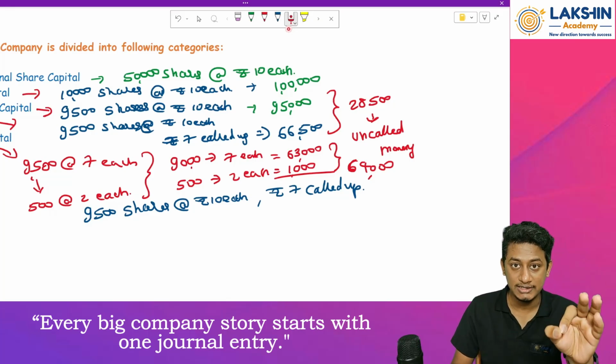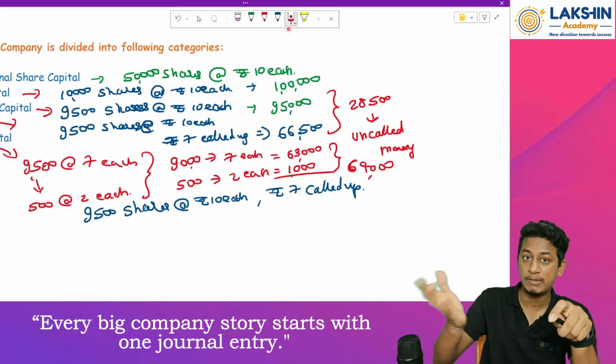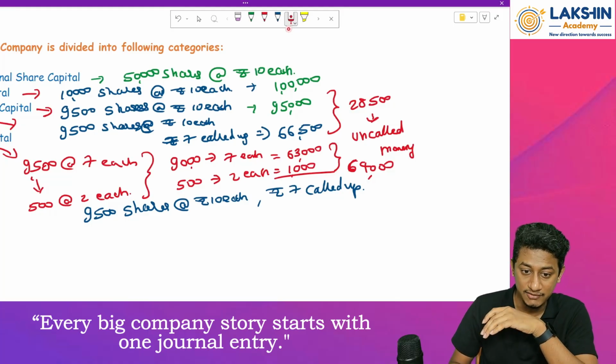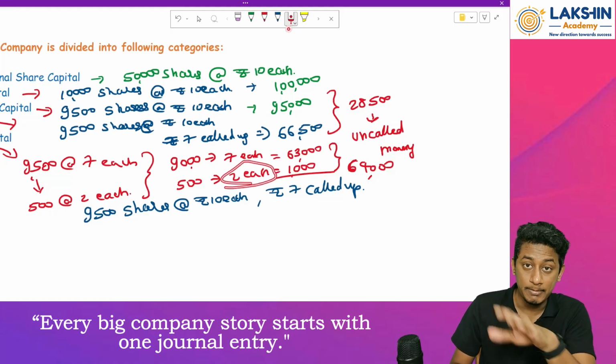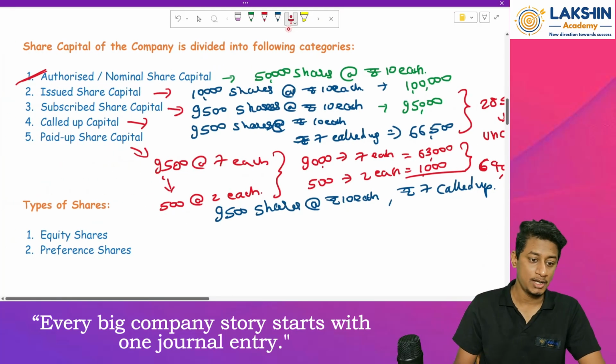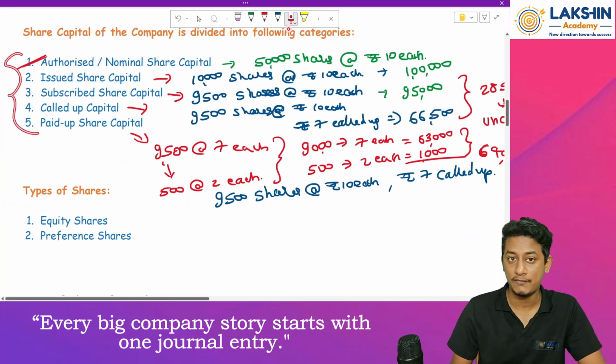So call in arrears basically means I have called for money, but people have not paid me. They have given me the application with paying rupees 2 each, but they are not paying the calls and allotment, whatever it might be. Clear? Okay. So this is how you do the breakup of the things.